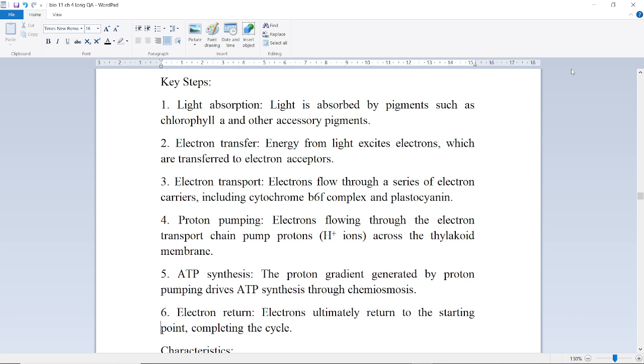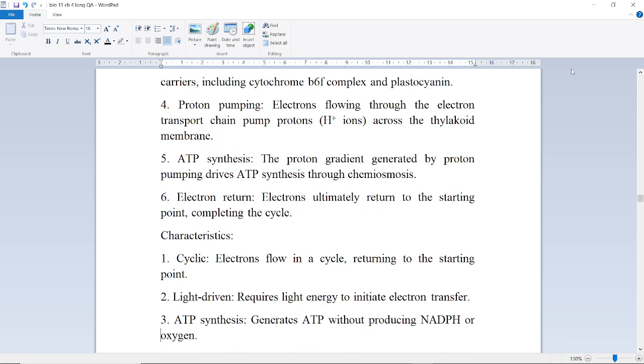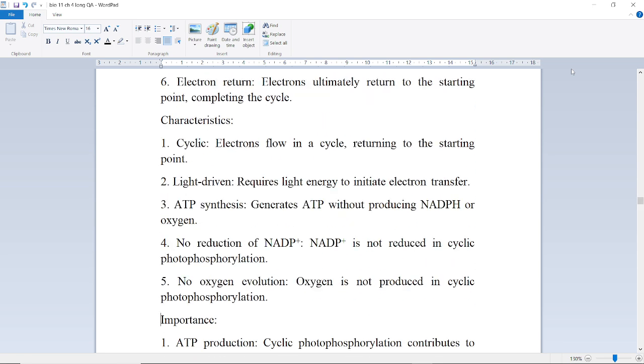Proton pumping. Electrons flowing through the electron transport chain pump protons, H+ ions, across the thylakoid membrane. ATP synthesis. The proton gradient generated by proton pumping drives ATP synthesis through chemiosmosis. Electron return. Electrons ultimately return to the starting point, completing the cycle.